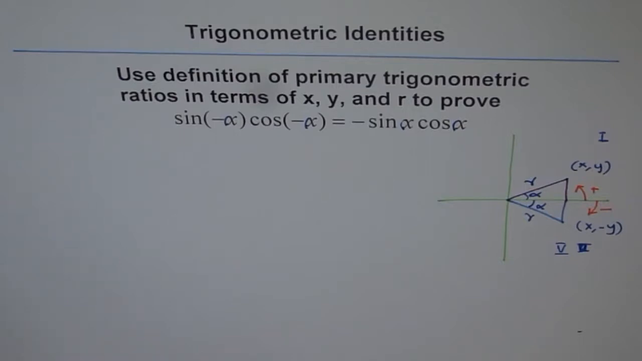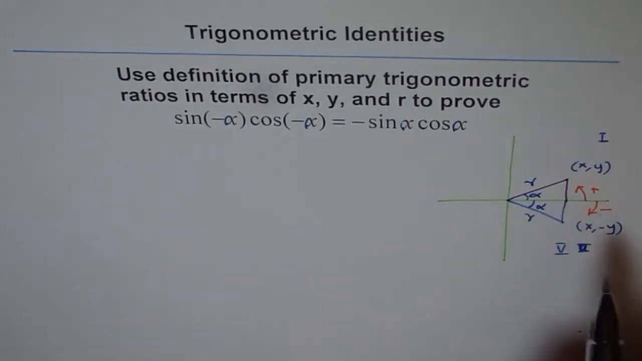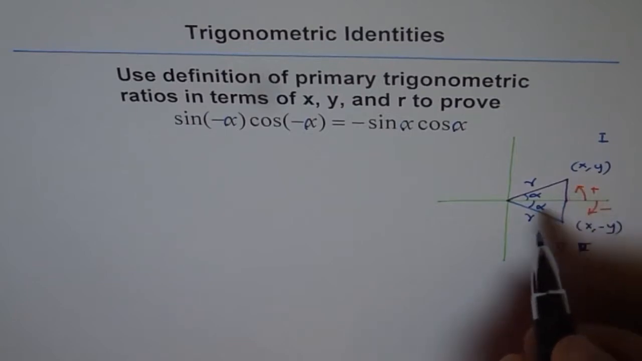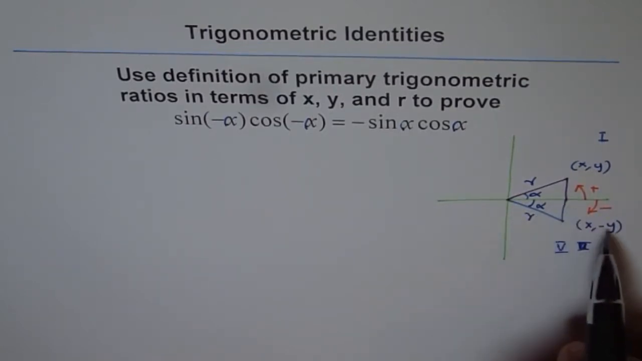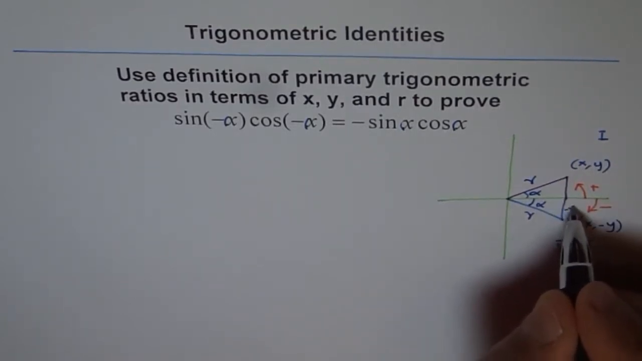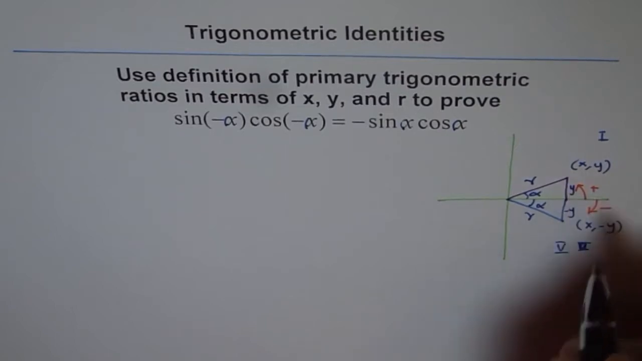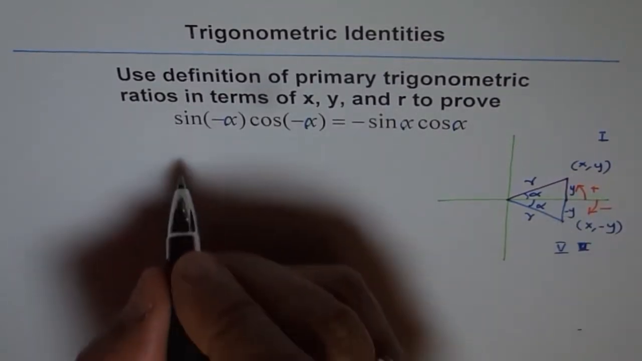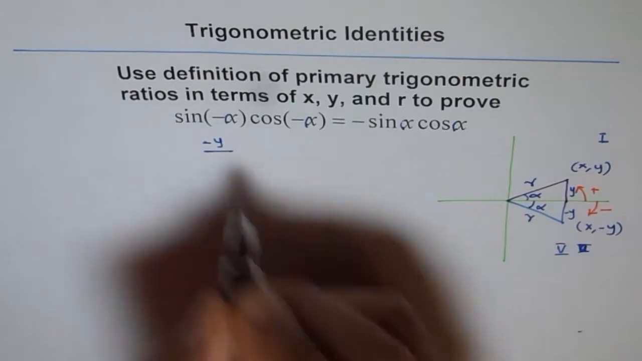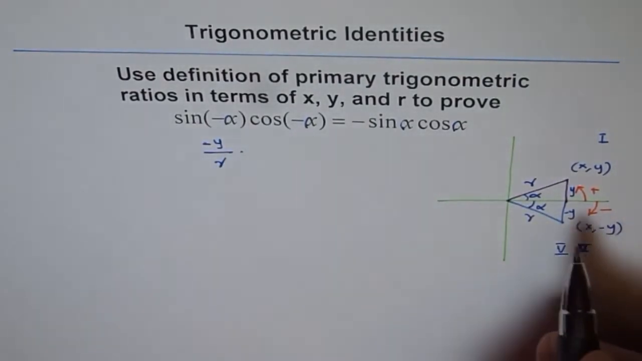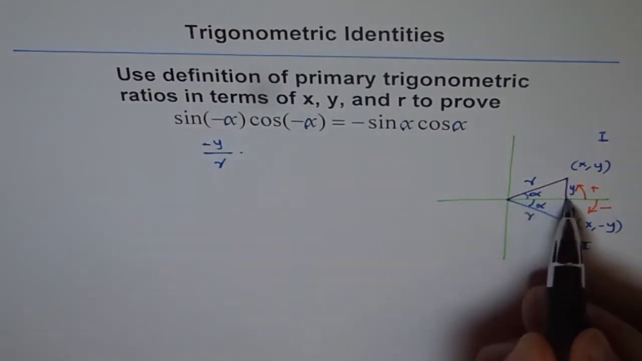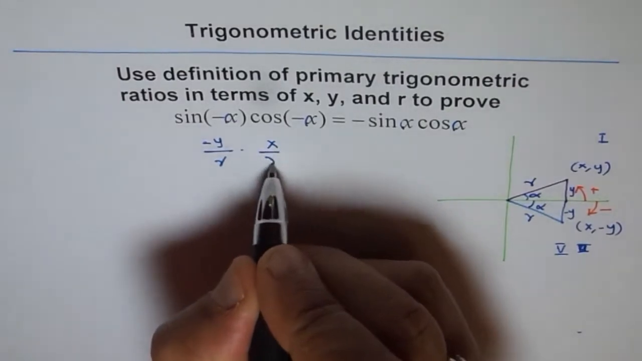Let's write down sine of minus alpha in terms of x and y. Sine is opposite over hypotenuse. The opposite side is minus y for us. From here to here it is minus y. So this side is minus y, that side is plus y. So sine of minus alpha can be written as minus y over r, correct? Times cos of minus alpha, which can be written as, this side is x, right? It is x for both, so it is x over r.